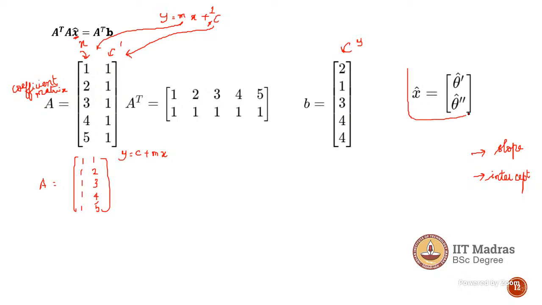X hat is your least square solution, the solution vector that arrives from this equation. So in this solution, theta prime hat corresponds to your slope and theta double prime hat corresponds to your intercept. If you interchange this 1 and 0 here, the interpretation of the result alone will be different. Can you understand that?